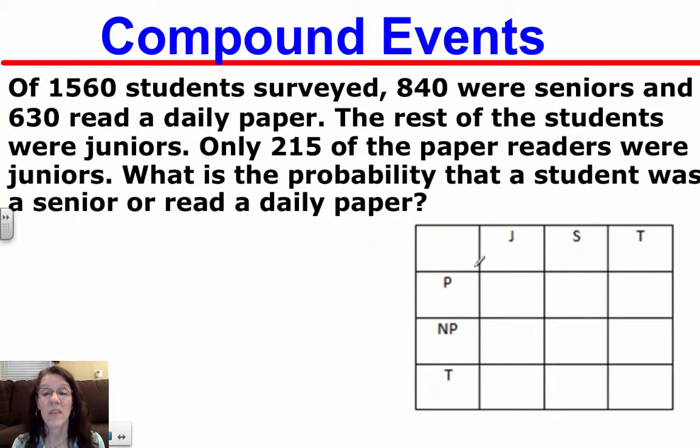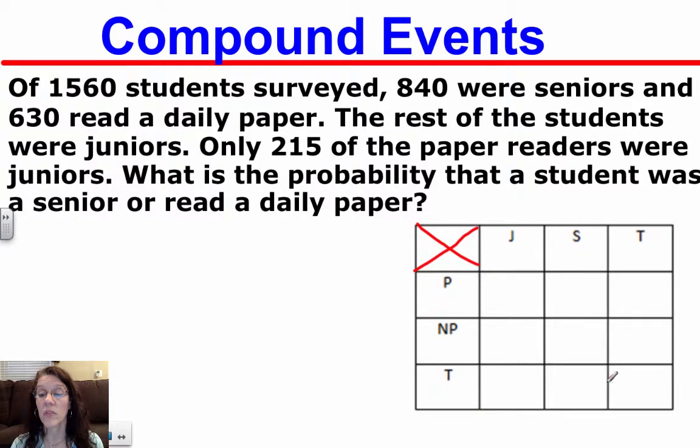figure it out, because then I can figure out where the overlap is. We have, of 1,560 students surveyed, 840 were seniors and 630 read a daily paper. The rest of the students were juniors. Only 215 of the paper readers were juniors. What is the probability that a student was a senior or read a daily paper? So I've created this table. Take a minute and copy that down. My J stands for my juniors, S stands for seniors, T is my total. P is people who read the paper, N is no paper reader, and T is total.